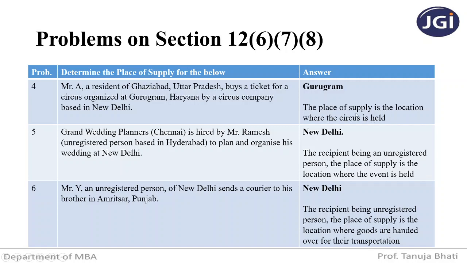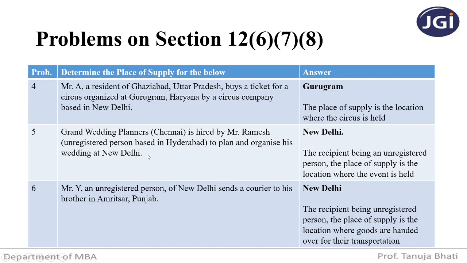Because as per section 12 subsection 6, what does it say? That in case of admission to an event or amusement park, it is the place or the location where such event is held. So the circus is organized in Gurugram, so the place of supply will be Gurugram. Next, problem number 5. A grand wedding planner in Chennai is hired by Mr. Ramesh, an unregistered person based in Hyderabad, to plan and organize his wedding at New Delhi.